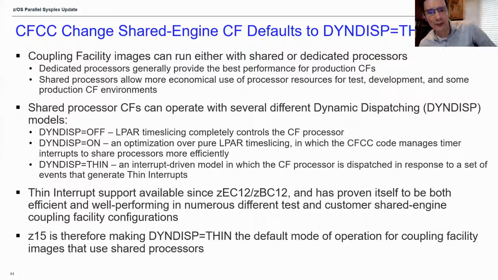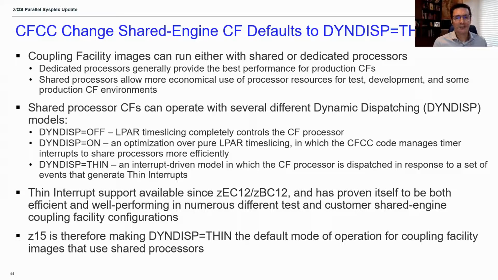Now, here's a function that's been around for a long time, and this is called dynamic dispatching equals thin. This has been around since the zEC12. And the idea is that coupling facility images can run, of course, with either shared or dedicated processors. Of course, if you're with dedicated processors, you're going to have the best performance for production CFs. That processor's sole responsibility is to process incoming work coming off the link hardware coming to the coupling facility.